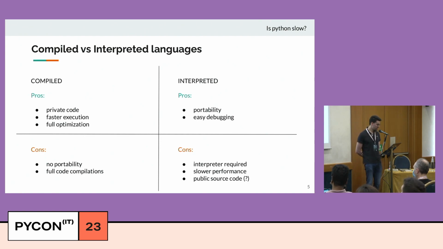Another pain could be full code compilation, which means that when you compile your code, you cannot compile part by part, but you have to compile everything. Maybe it can be just an overhead when you're testing your code. If you want to test a single piece of code, you cannot compile just that part, but you have to do it for everything.